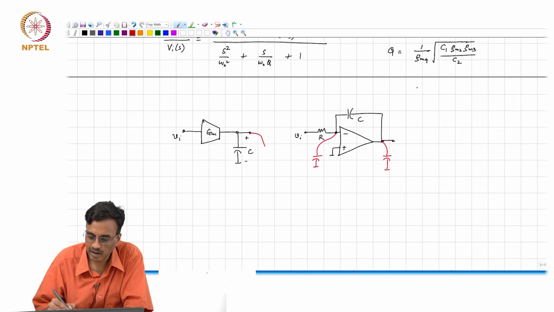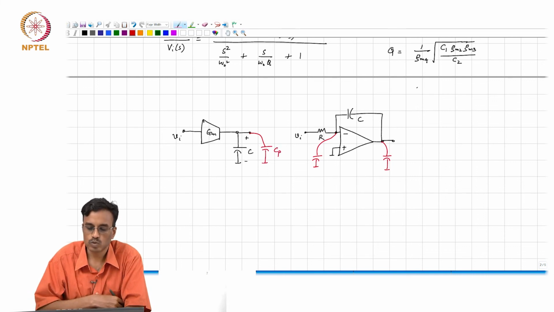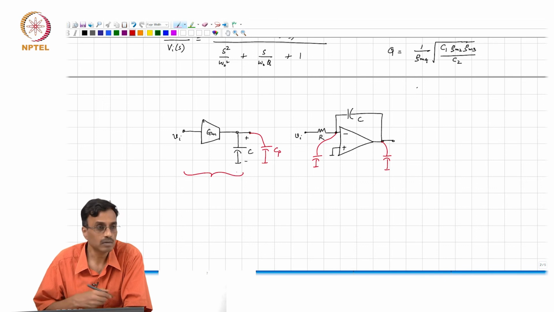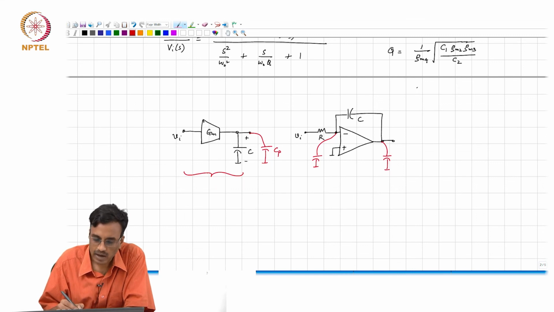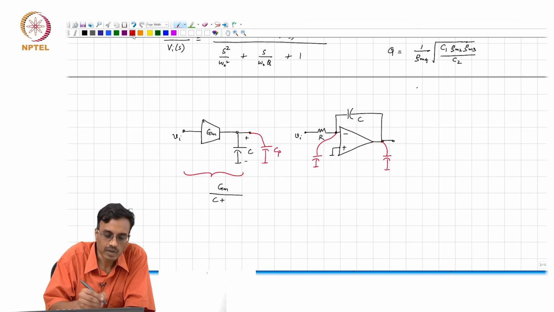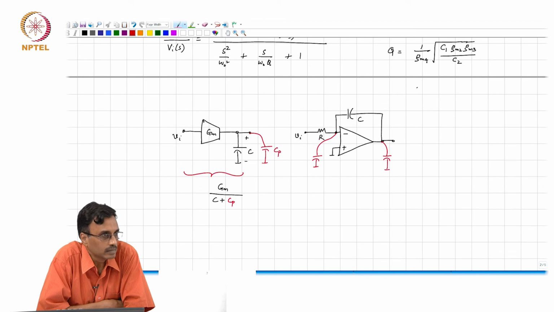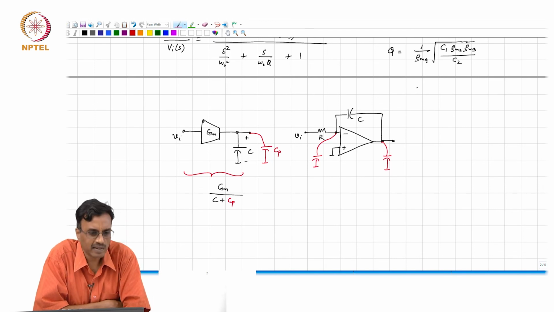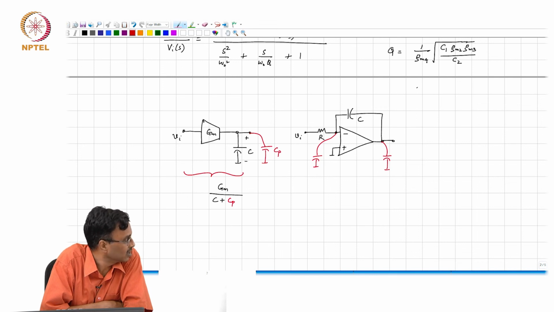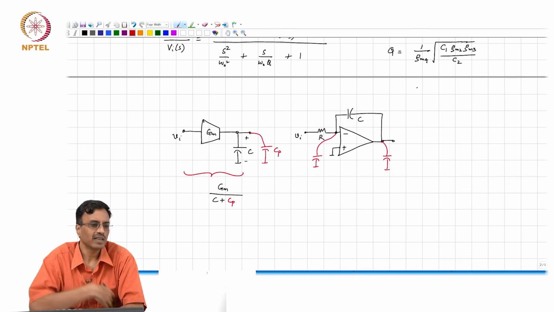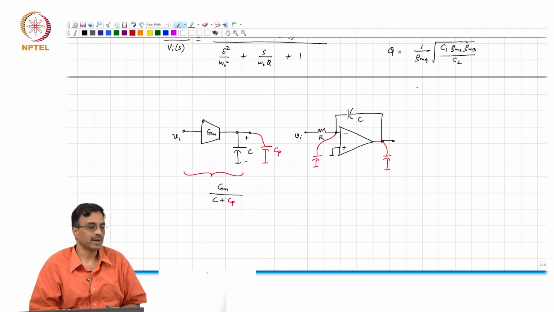Well, if there is a parasitic at this node, what is the unity gain frequency of this integrator? It is Gm by C. So, it now becomes Gm over C plus Cp. And the problem with Cp is that it is often not very well predictable, and therefore the unity gain frequency of the integrator is not defined robustly, which means that the filter corner frequency and the filter shape is also not that well defined.